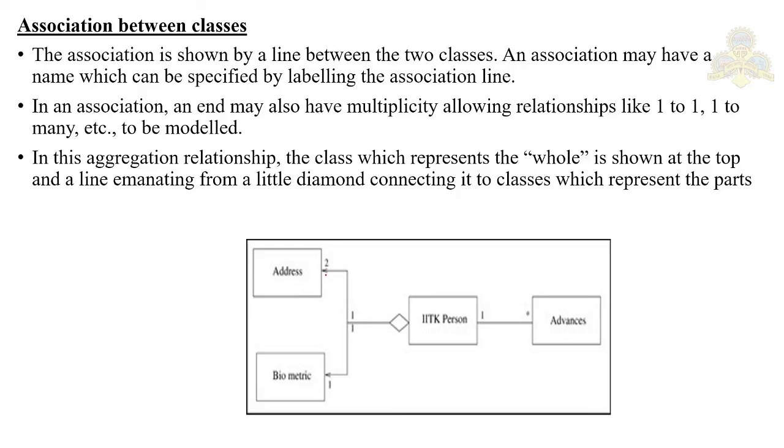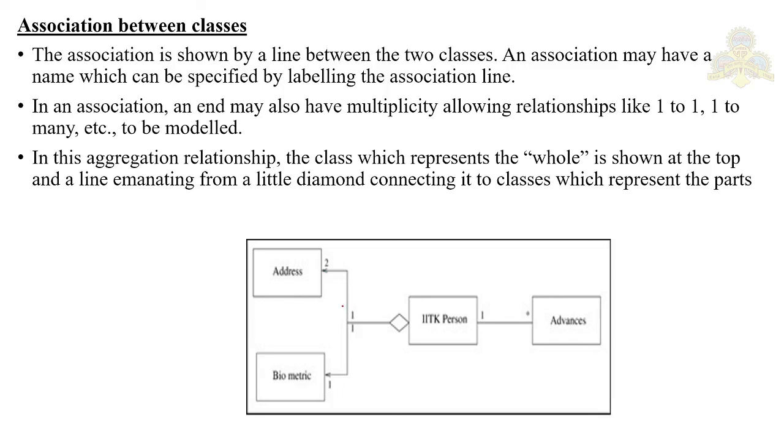This is how we represent an association. You can see this arrow over here. This is an association between two classes. This association relationship comes into the picture when we have two different classes. Then to relate them, we have the association.